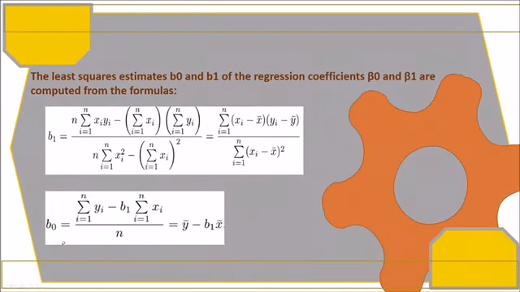Next, the least square estimates b0 and b1 of the regression coefficients beta 0 and beta 1 are computed from the formula. First, the formula of b1, you can see on this slide. Next, the formula of b0, you can also see on this slide.